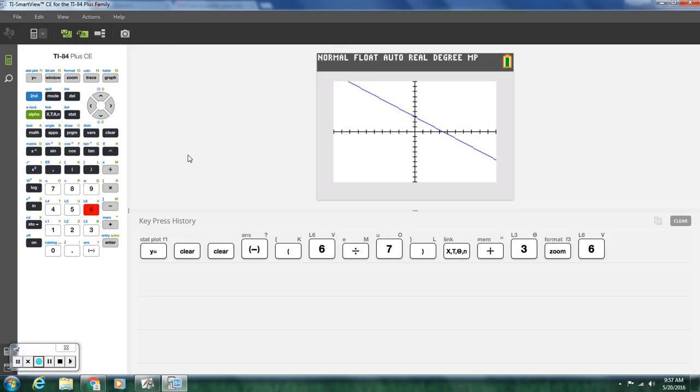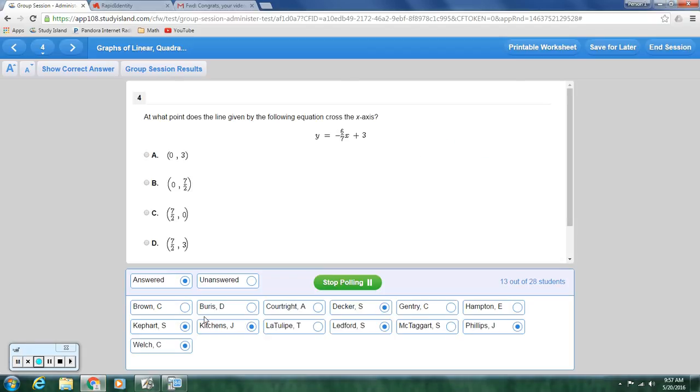Can I get that? Everybody answers? Okay, we'll wait till everybody answers. So where does it cross the x-axis? I need to turn one of the lights on so you can see your calculator? Or are you okay? You good?